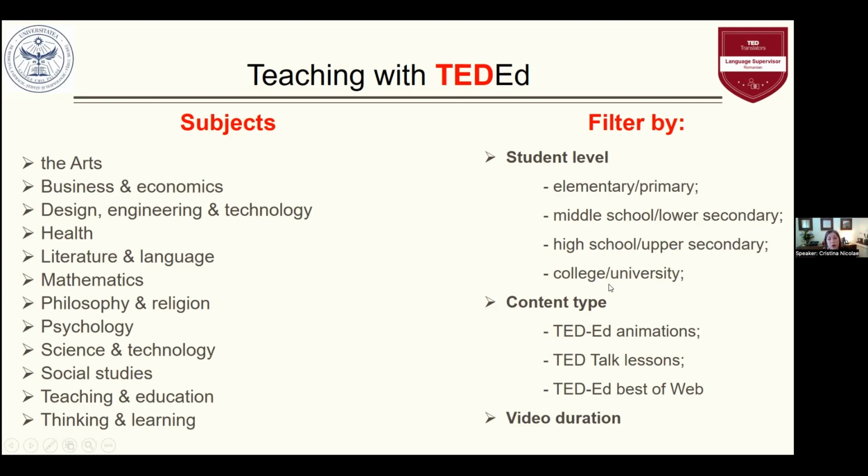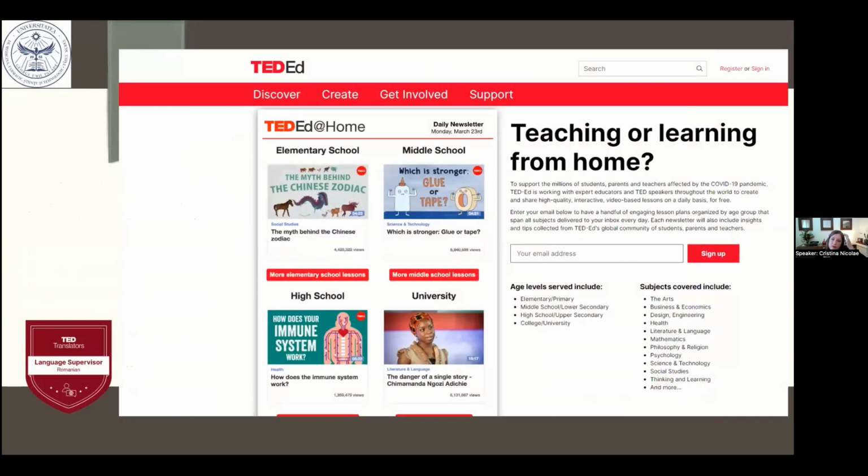Another filter goes with the content type. We have TED animations, TED Talk lessons, or as they call it on their web page, TED Best of Web. And a further feature to select from would be the length of the video. The following slides provide some screenshots. I have selected some screenshots for you to see, to exemplify the points earlier mentioned. So this is the TED page. We see we have discover, create, get involved.